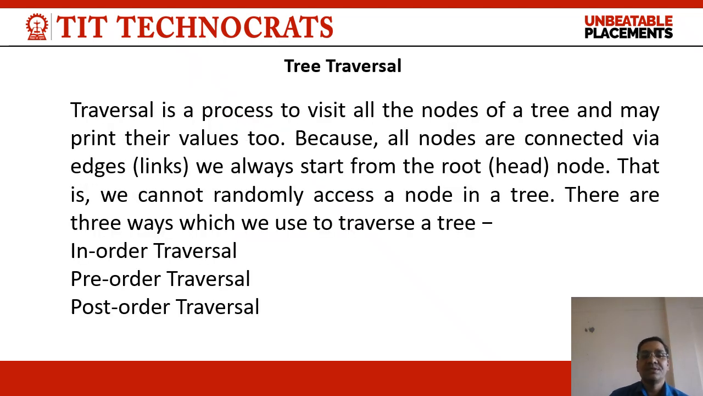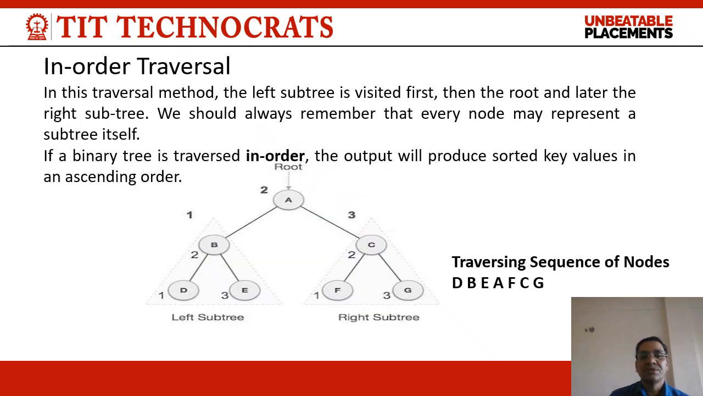Tree traversal is the process to visit all the nodes of a tree and may print their values too, because all nodes are connected via links or edges. We always start from the root node, that is, we cannot randomly access a node in a tree. There are three ways which we use to traverse a tree: in-order traversal, pre-order traversal and post-order traversal.